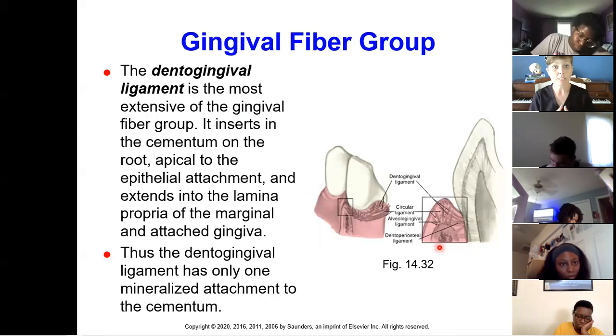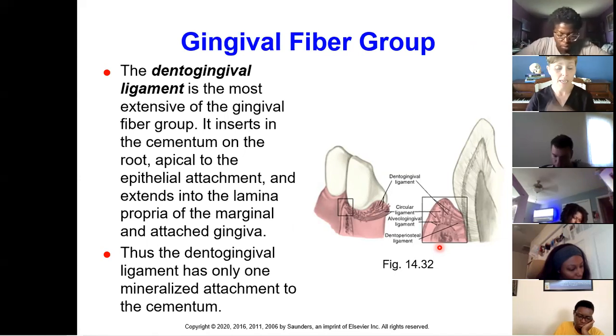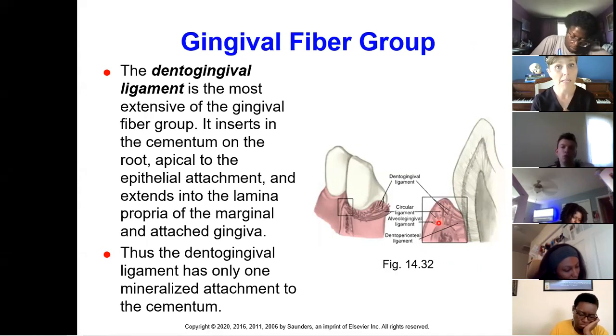And then you have your dentogingival. This is the most extensive of the gingival fiber groups. It inserts in the cementum on the root, apical to the epithelial attachment, and then extends into the lamina propria of the marginal or attached gingiva, which is this part right here and all over here. Thus, the dentogingival ligament has only one mineralized attachment, and that's to the cementum.